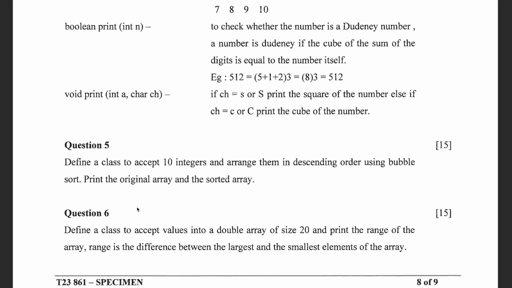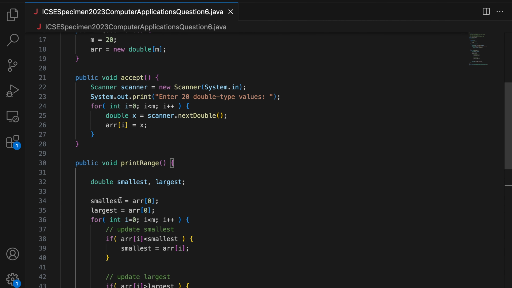If you look at the question, it says there's a difference between the largest and the smallest, so I'm doing largest minus smallest. There is no way that the question indicates that the range is smallest minus largest, so don't overthink it. Largest minus smallest will work. All right, so this is the code that you have to write.